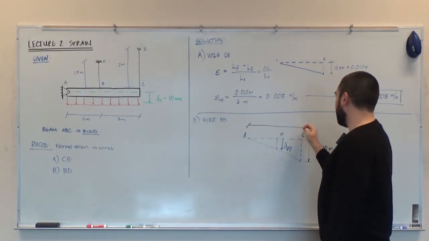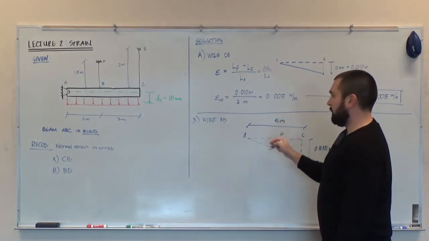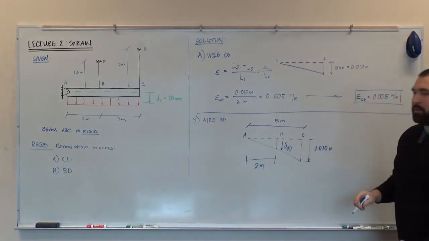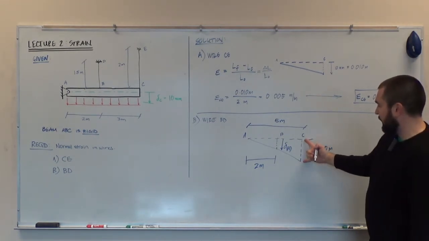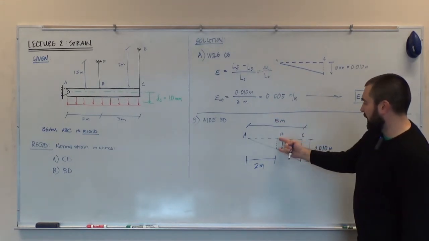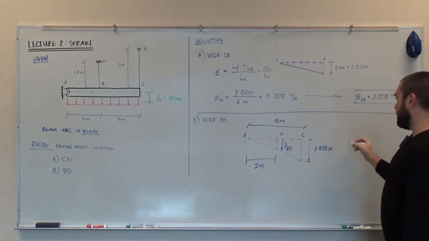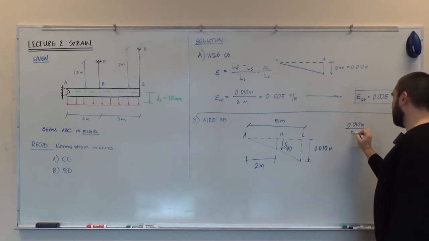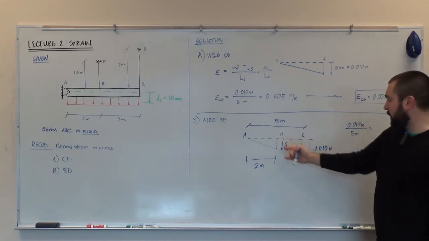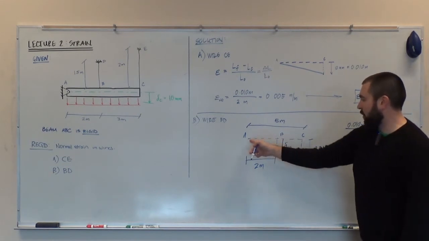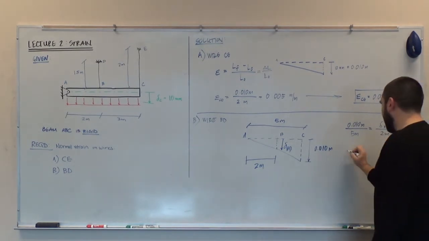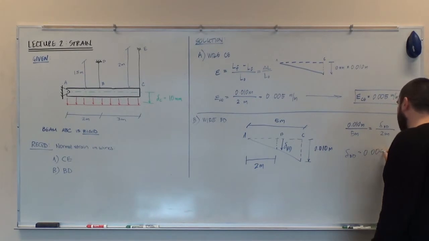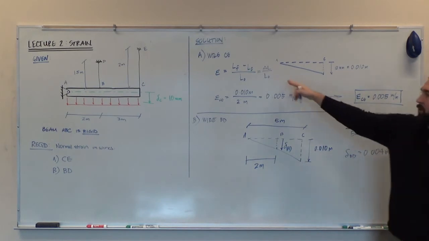It would be helpful to write down these lengths. The overall width of our triangle is 5 meters, given from our diagram. The distance from A to B is given as 2 meters. Using similar triangles, the ratio of this height to the overall length has to be the same as the ratio of this height to its length from A. So I set up 0.010 meters divided by 5 meters equals the unknown displacement, delta BD, divided by its horizontal component from A to B, which is 2 meters. And we get that delta BD is equal to 4 millimeters, or 0.004 meters. This is just the numerator portion of our strain.